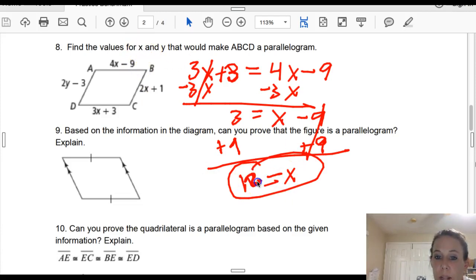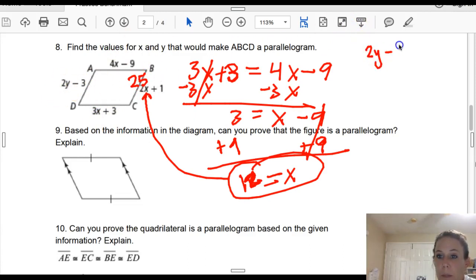Well, here's what I do know. I know x is 12, so I can come over here and plug in 12. 2 times 12 is 24, plus 1 is 25. Now I know this length here is 25. The reason I do that is because now I can set these equal to each other and I only have one variable to solve for. Since it's a parallelogram, or I want it to be a parallelogram, these sides need to be equal. So now that I've figured out my x, I plug it in, and now I can go get my y.